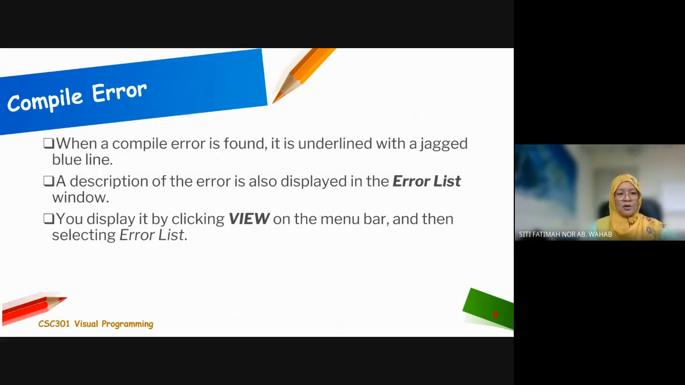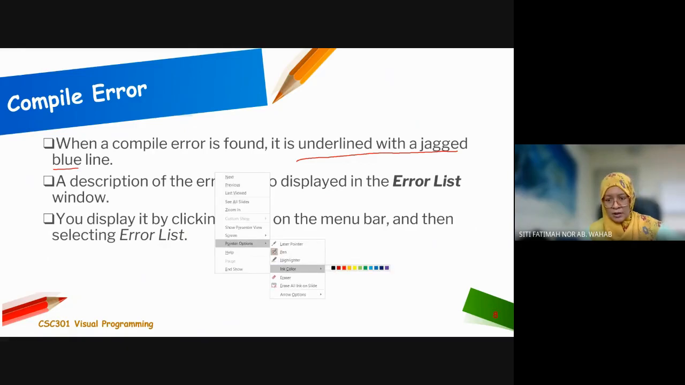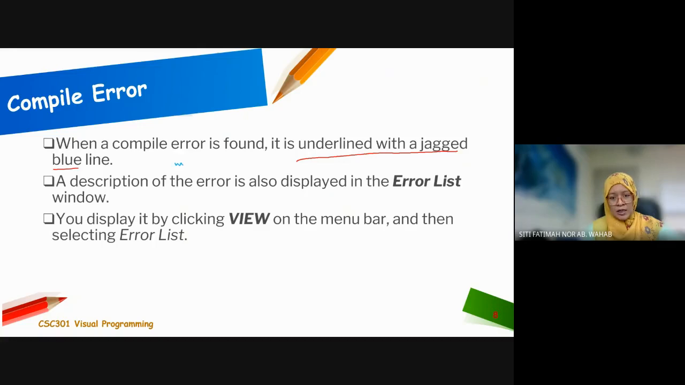So what happened when you encountered a compile error? First you must know, when you compile and then there is an error, your error will be underlined with the jagged blue line. Okay, let's say this is an error, jagged blue line.